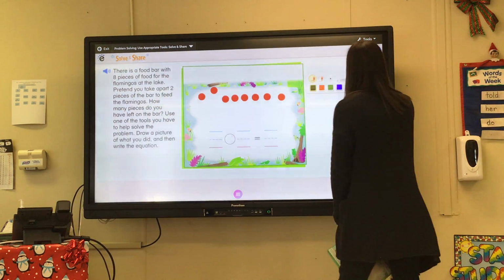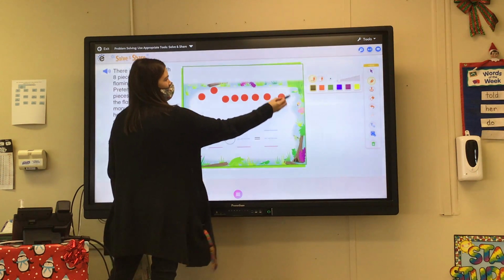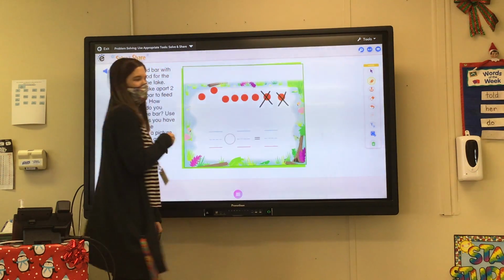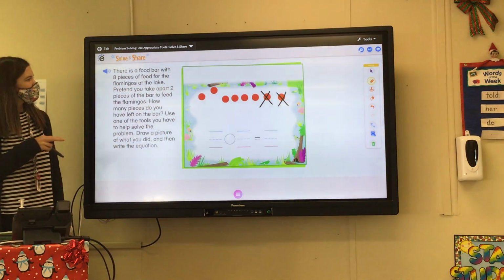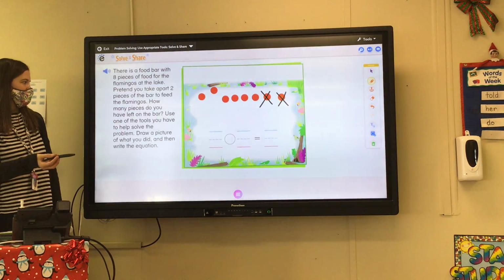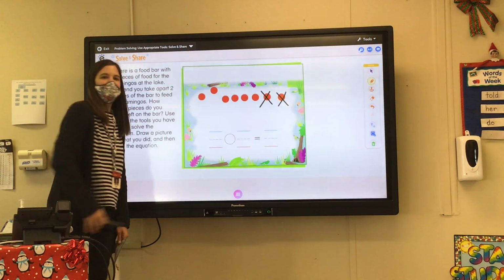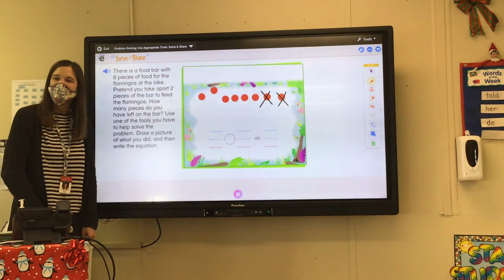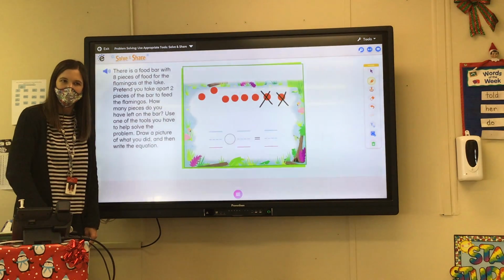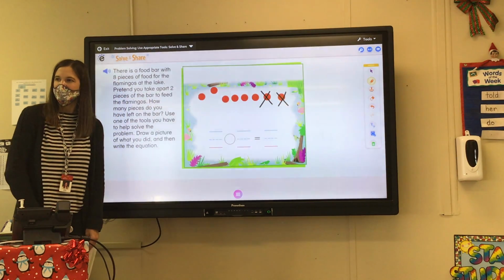And it said we fed the flamingos 2 pieces. So we can go ahead and cross out 2 of those pieces. We had 8, we fed them 2. So what is the first number we're going to write in this equation, if we're writing a subtraction equation? Raise your hand if you can tell me what the first number is going to be.